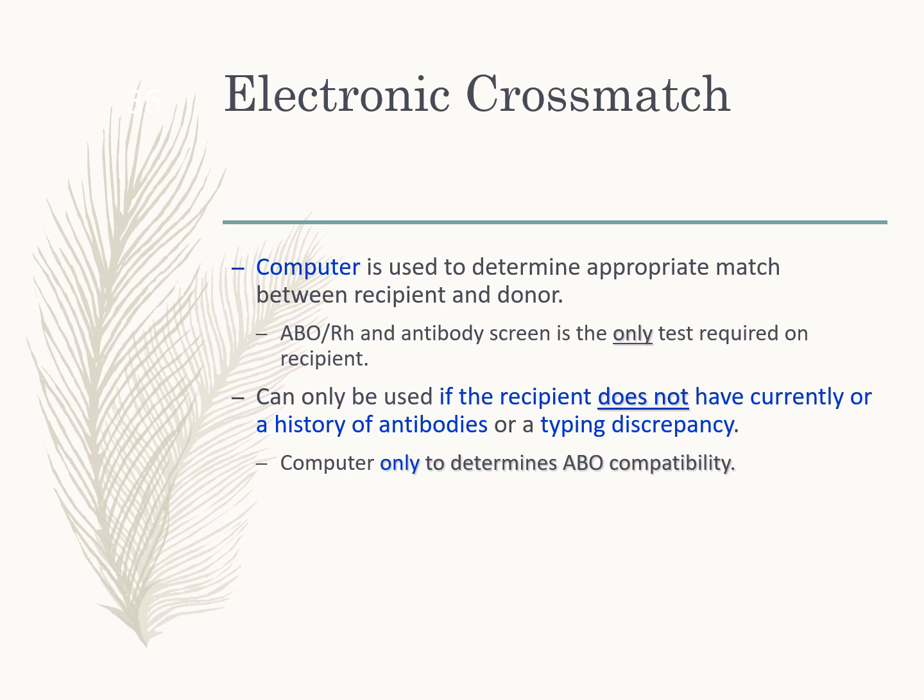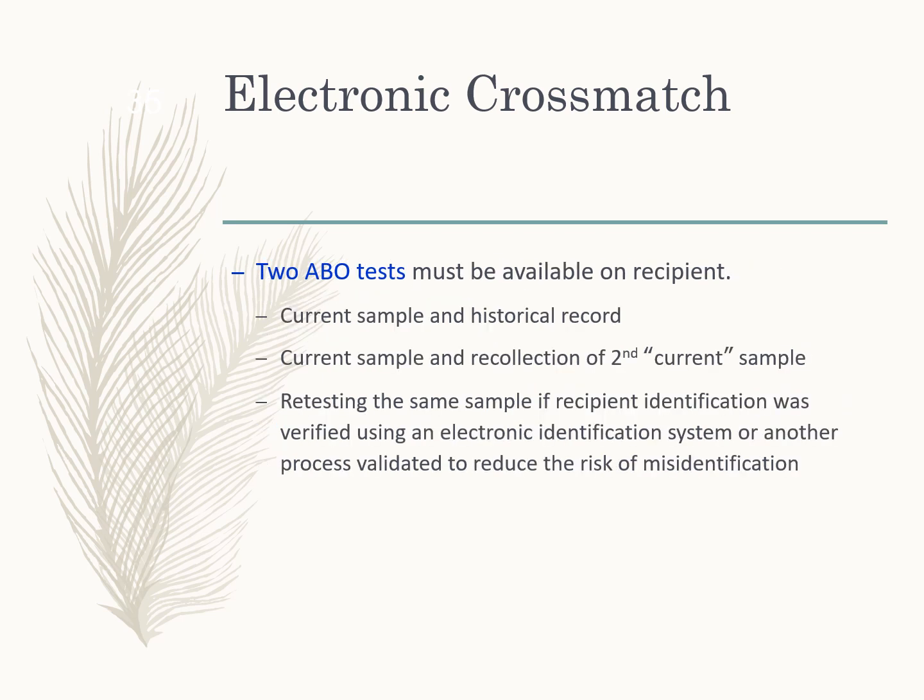These software have to go through rigorous validations before these can be used, because ABO compatibility is extremely important in selecting a unit for transfusion. So you also must have 2 ABO tests on file for the recipient. You can use a current sample if there's a historical ABO on file, or you can do a current sample and then recollect a second sample. They have to be 2 different draws, so at a different time or a different phlebotomist.